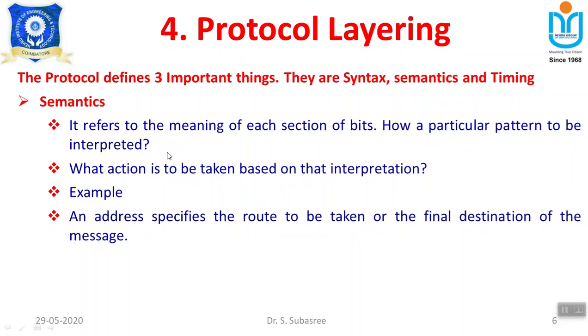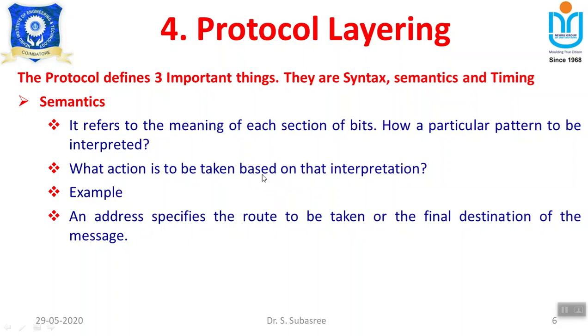So after interpreting the data, what type of action is to be taken based on the interpretation? Here, for example, there is one sender, in between there are two routers, and then the receiver is available. When the sender sends data, it will be received by the first router. When it receives the information, it will identify that it contains the sender address, the receiver address, as well as the actual message. By seeing this, it has to identify where the receiver is available.